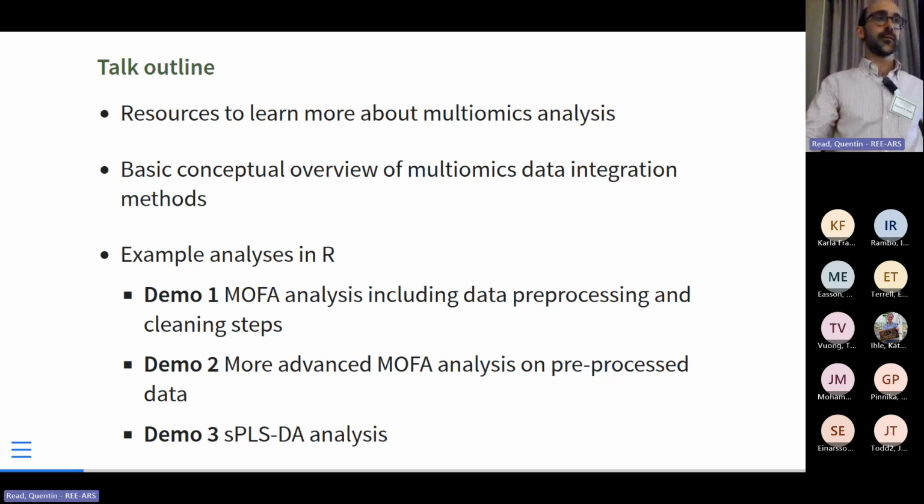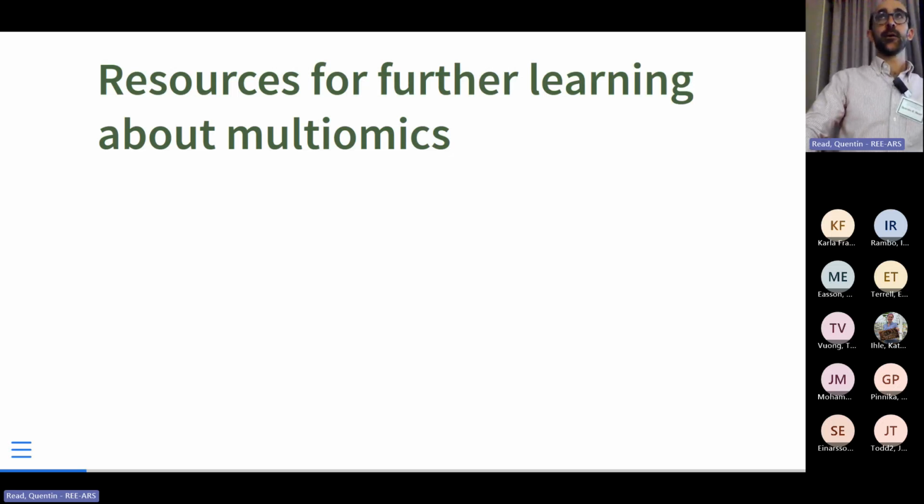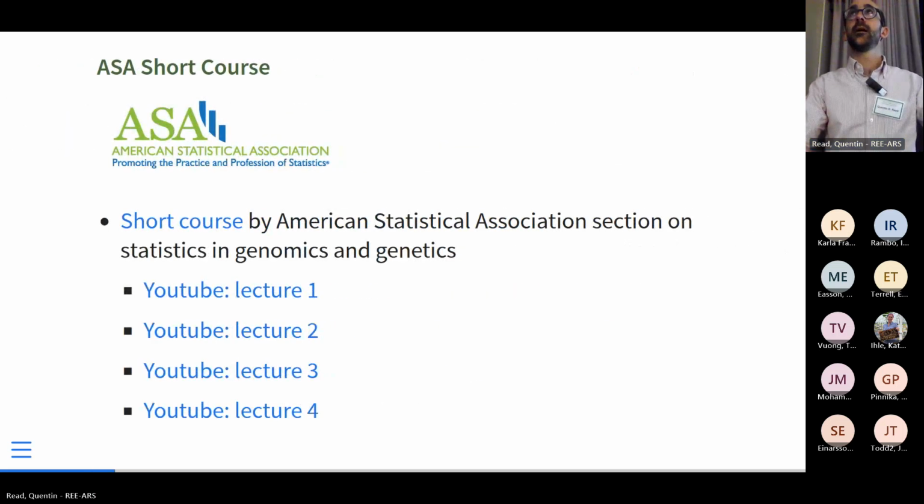Two of them are about multiomics factor analysis, MOFA. One of them focuses more on the data cleaning and pre-processing steps that you would have to do, and one focuses more on post hoc analyses you can do after doing the factor analysis. And then we're also going to do, if we have time, a partial least squares type of analysis, which I'll talk about when we get to it. So let's start by going through some of the resources that are out there that you can consult.